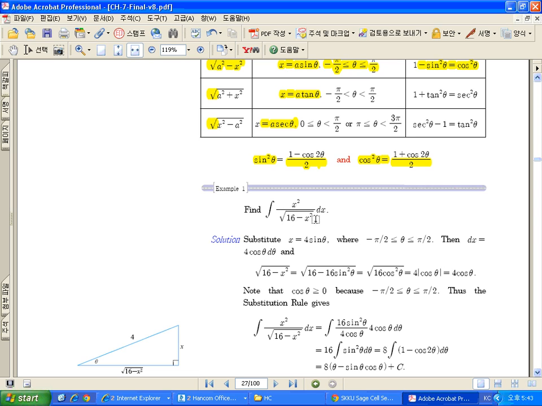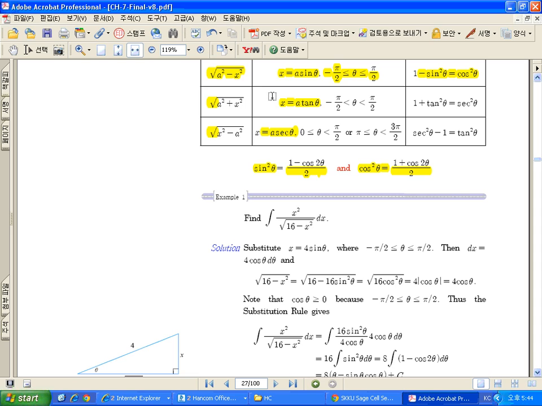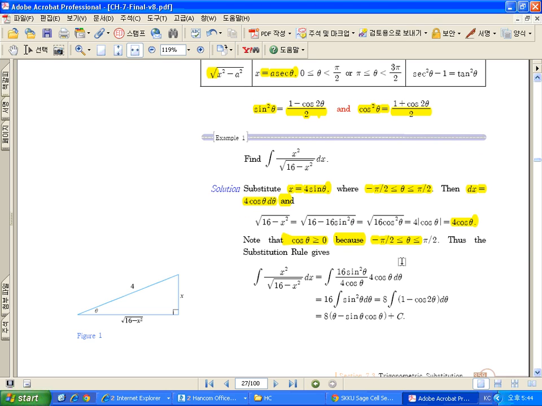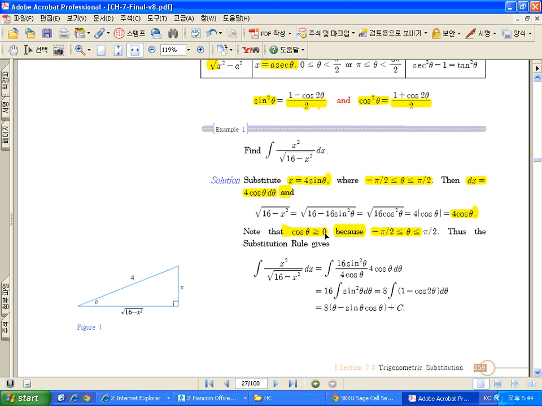Find the integral of square root of 16 minus x square over x square dx. Here, as we suggested, for square root of a square minus x square, let x be 4 sine theta. Then, with this interval, dx can be written in this way. So square root of 16 minus x square is just 4 cosine theta in these angles. Because cosine theta is non-negative, we can drop the absolute value.